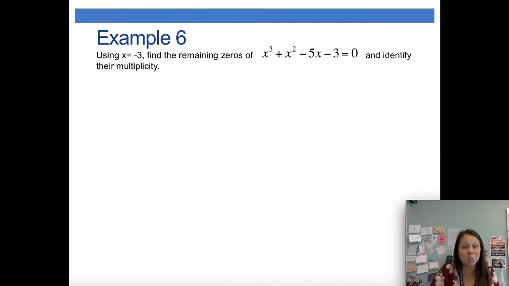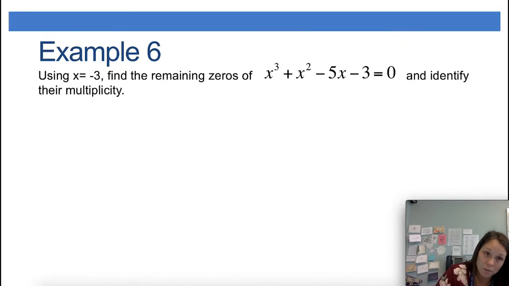All right, example 6 is going to be the same process as example 5. So take a moment to try it on your own, then press play to see the answer. So we're told to start off with x equals -3. So -3 we're going to put in our box.